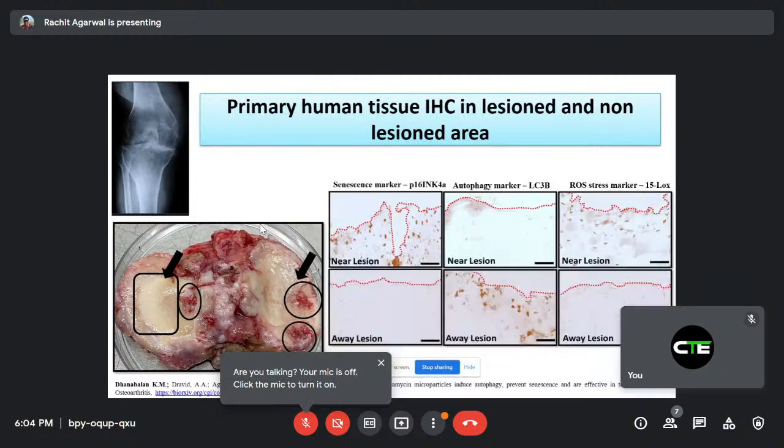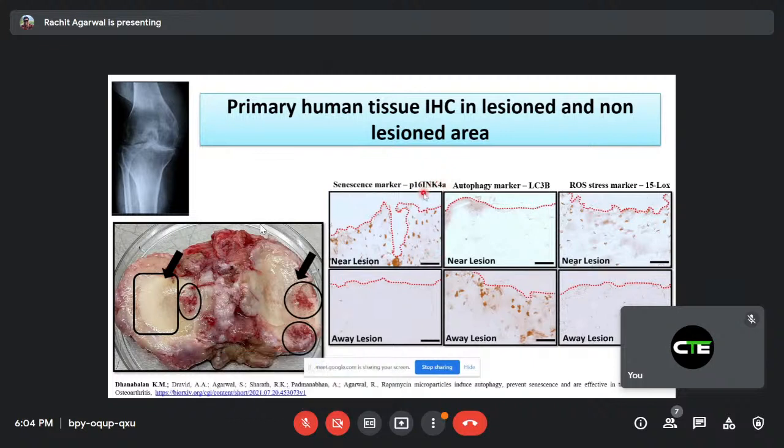And what she did is she histologically analyzed it, and she analyzed for 3 markers here. This is P16, which is a senescence marker, an autophagy marker, which is LC3B, and a ROS stress marker, which is 15 LOX. And what you find is the autophagy is very, very high in places which are healthier, versus in the lesion area, you find autophagy is low, and vice versa for senescence and ROS, suggesting that these are actually important biomarkers, and these are something that can be targeted if we want to improve the joint health.